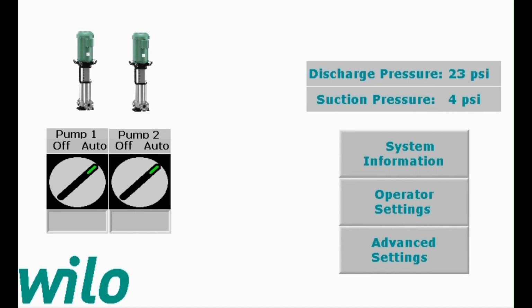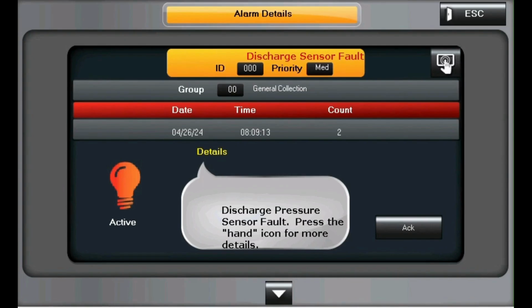Next, I'm going to talk about alarms and troubleshooting of the booster system. To bring in an alarm, I'm going to unplug the discharge pressure sensor. When the alarm occurs, the screen pops up on the main display.